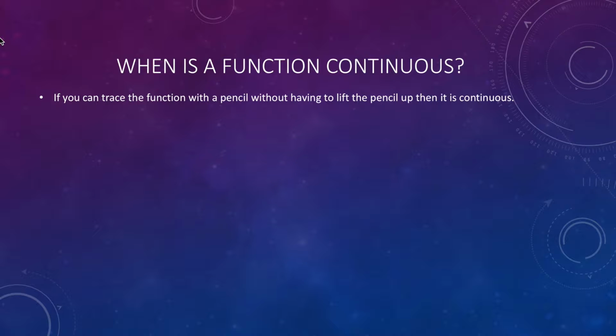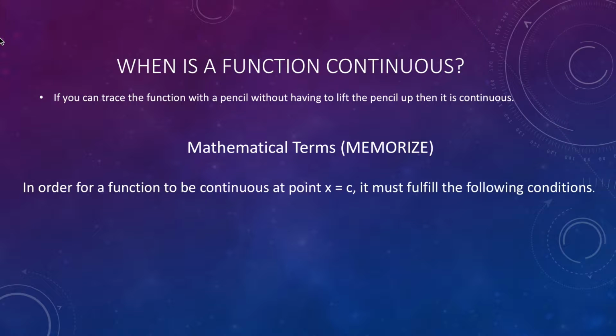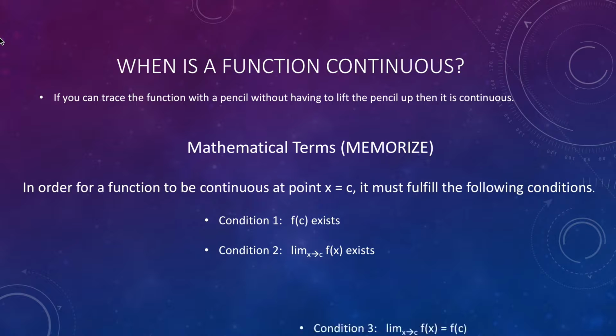So let's go over a few mathematical terms that you need to actually memorize. In order for a function to be continuous at a certain point, or for the function to be continuous in general, it must fulfill the following conditions. The first condition is that the function at that point, c, must exist. The second condition is that the limit at that point must exist. The third condition is that the limit at that point and the actual value of the function at that point must equal each other.